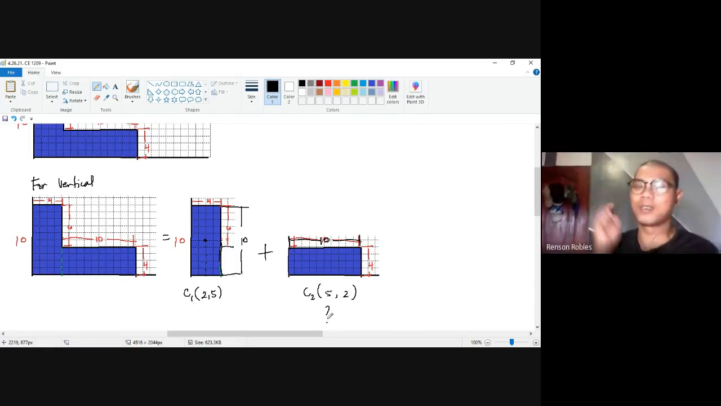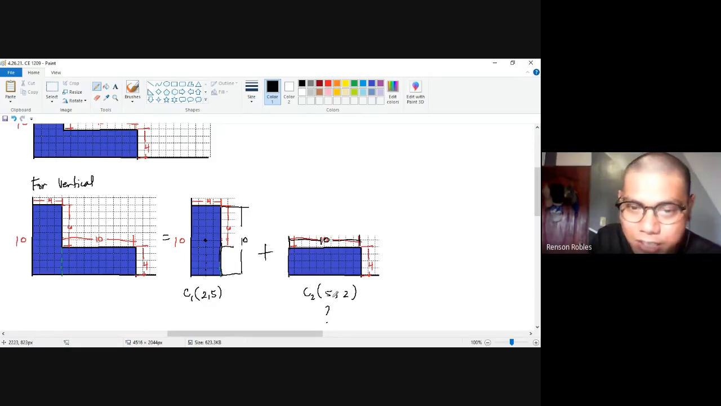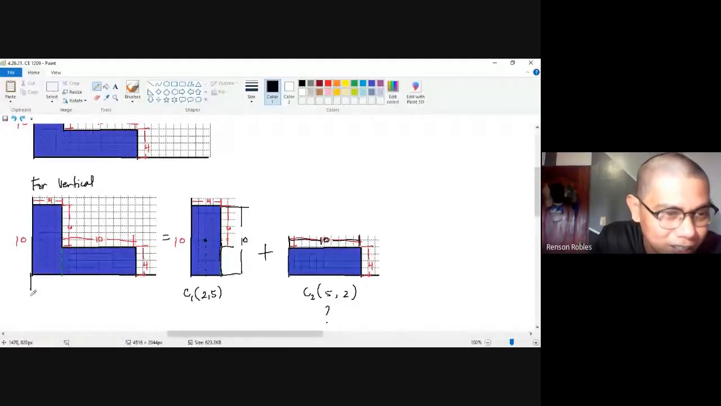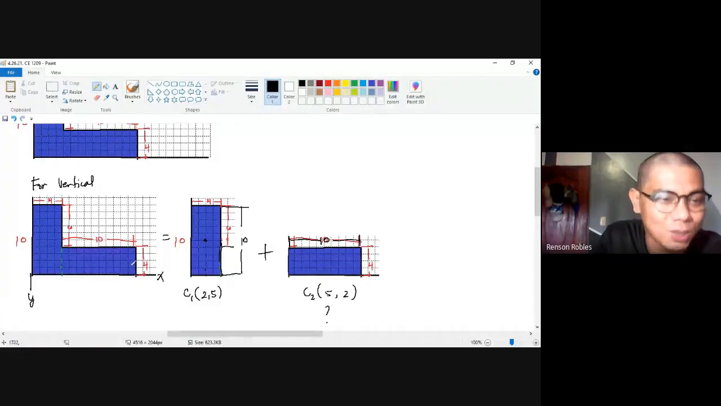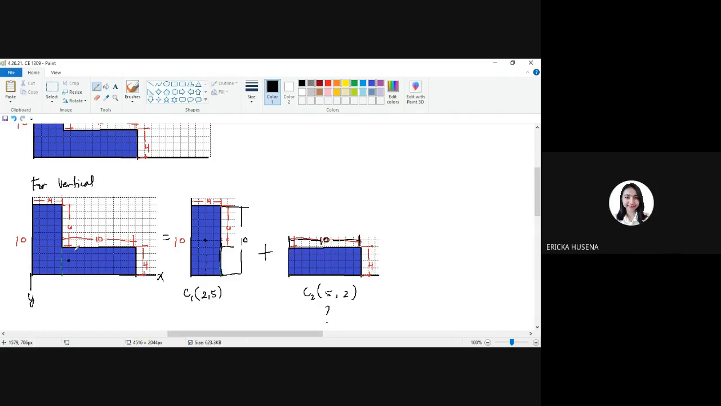Let me see. One more. How do we define centroid? It's a point. Not a distance, not a segment. So, ibig sabihin, if the centroid of this region is at 5, 2, where is it? This is the y-axis. Oh, y? Tapos sinulat ko x, sorry. This is the x-axis. So, that's 5, 2. 1, 2, 3, 4, 5. It's not at the middle. You see that? Yes po.